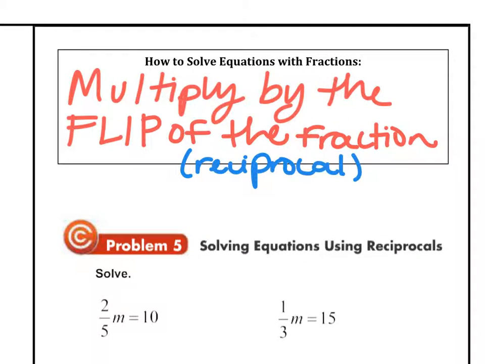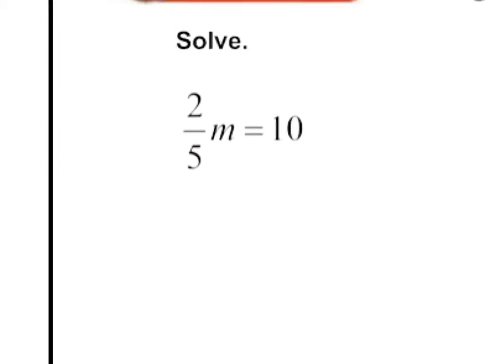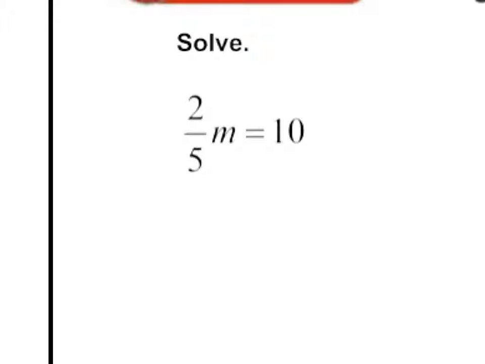Let's go ahead and do our first example together. You're going to do the second one on your own. Right now we're multiplying by 2/5. What is the flip of 2/5? Would someone please tell me? Juwan, what's the flip of 2/5? 5/2, right? It's an inverse. It's the opposite. Flip it upside down. I'm going to multiply by that flip on the left side.